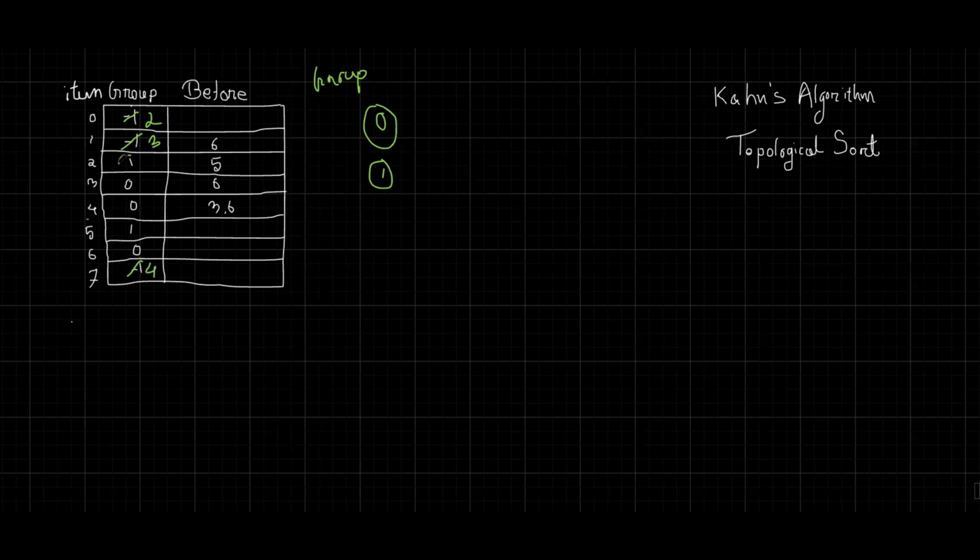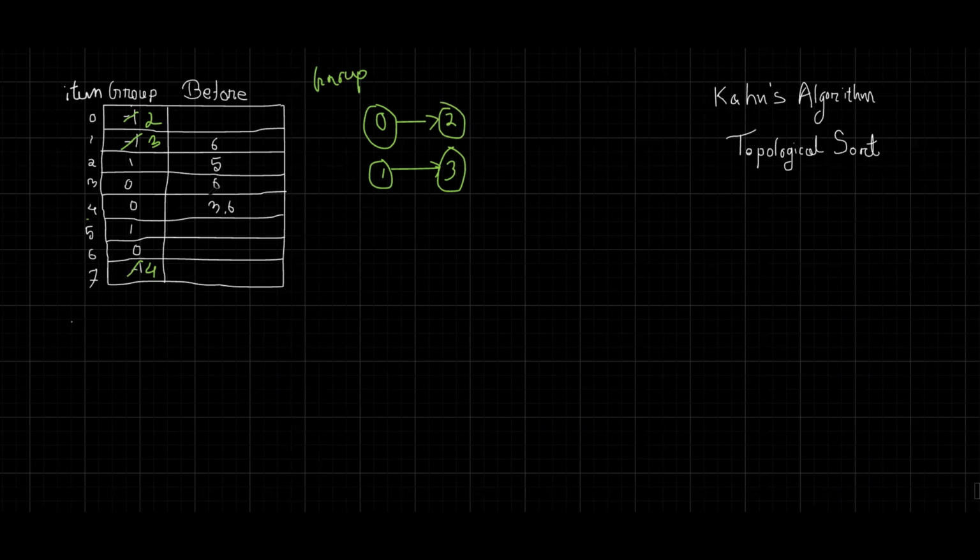And there is element 1. So what is the group of 1? It is 3. So 1 is connected to 3. Now for this element 6, what is the group of 6? It is 0. And for this 0, what is the group of 0? It is 2. So 0 is connected to 2.